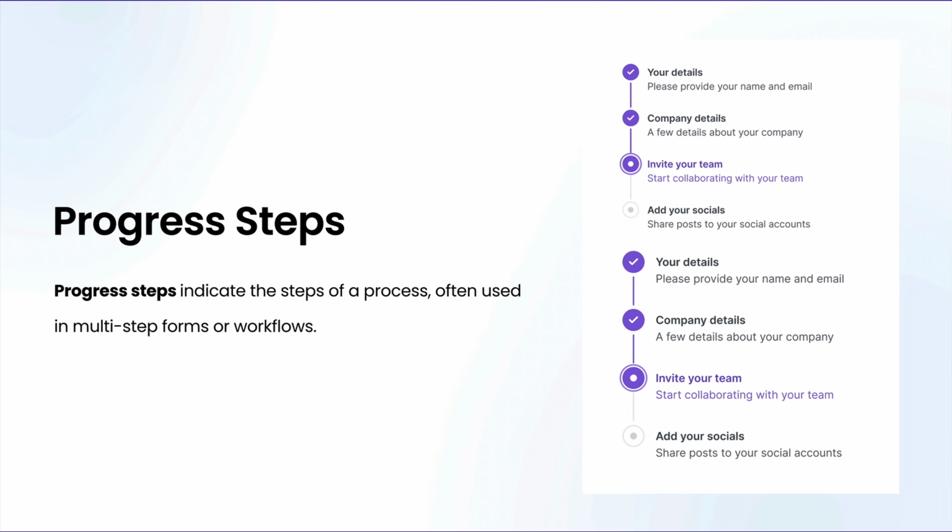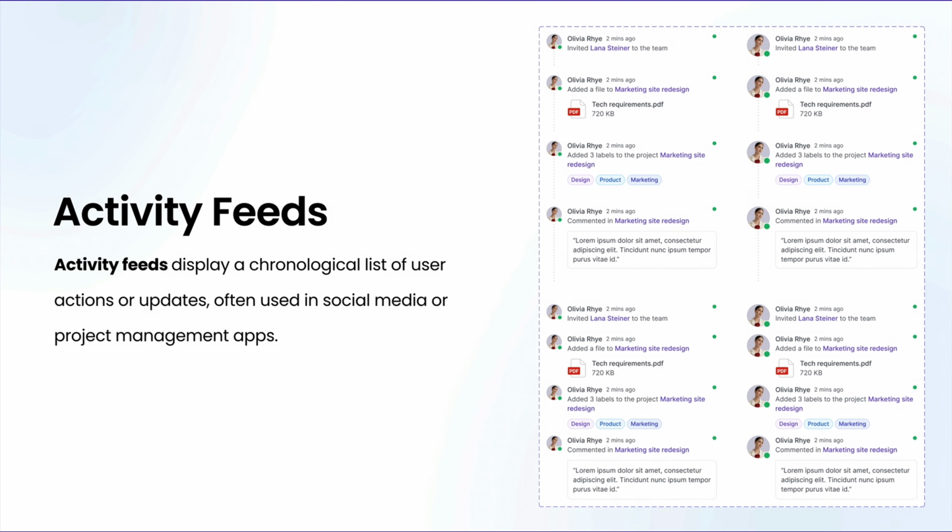Now, another one which you're going to use all the time, especially on onboarding screens or form type of screens, are going to be progress steps. Progress steps essentially indicate the steps of a process, which is often used in multi-step forms or workflows. So this can come in all sorts of different ways. In this example, we have a vertical progress step. However, they can be used also horizontally with ease.